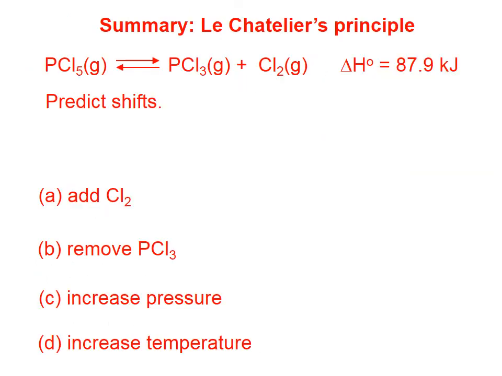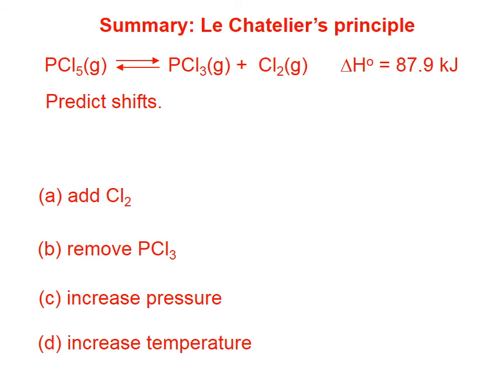Let's summarize Le Chatelier's principle by predicting the shifts for these proposed changes in this reaction. I should add that these lettered choices, A, B, C, and D, we're doing each one of these separately. So we're not doing A and then in addition adding B to that and then in addition adding C. We're doing one and we're predicting the shift. Then what if we did the next one? What would the shift be?